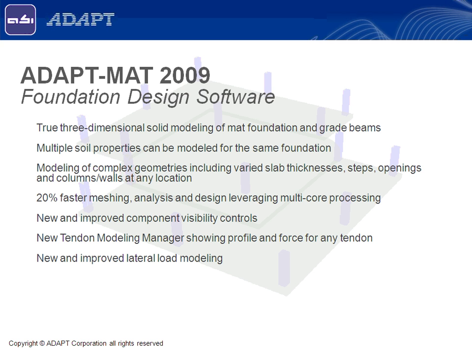Build 4 of Adapt Mat 2009 also includes 20% faster meshing, analysis, and design time leveraging multi-core processing. There are new and improved component visibility controls. New Tendon Modeling Manager allows the ease of showing profiles and force for any tendon, and the lateral load input has also been improved. This tutorial will cover the basics of designing, analyzing, and completing a design in Adapt Mat 2009.